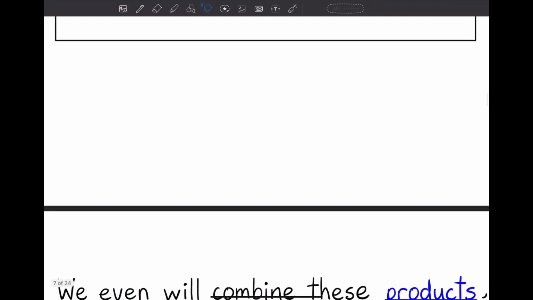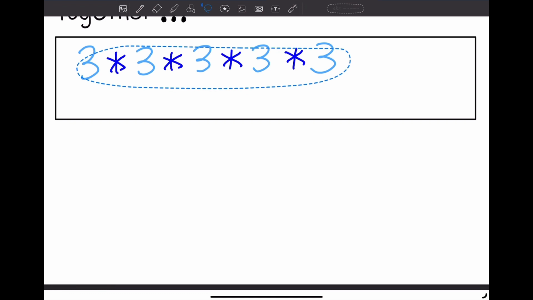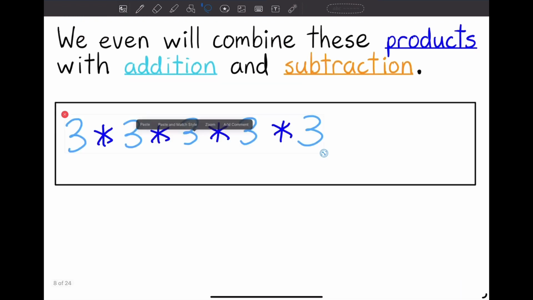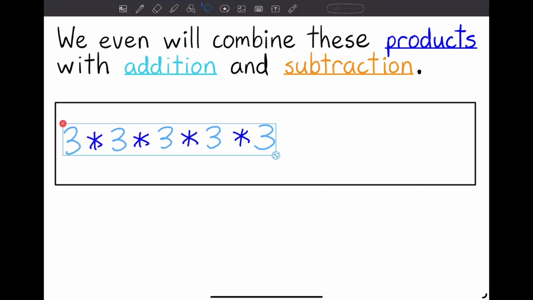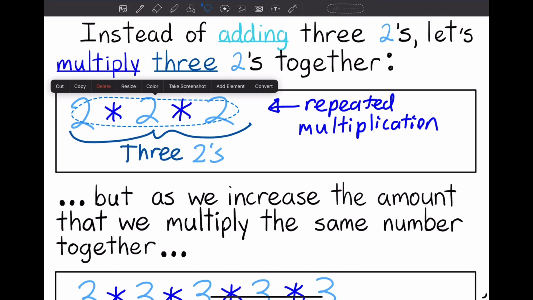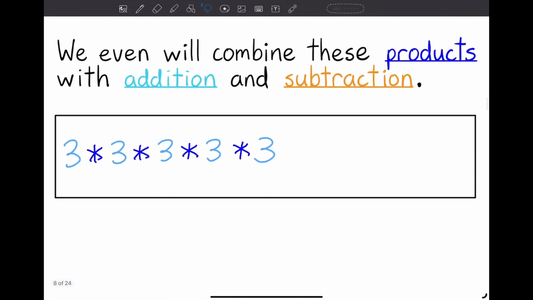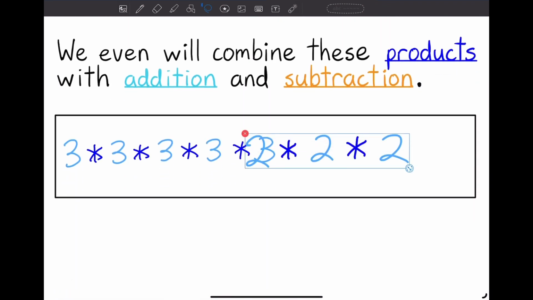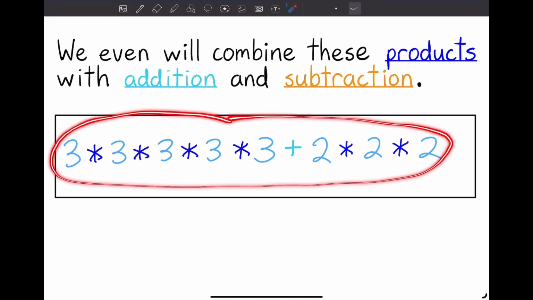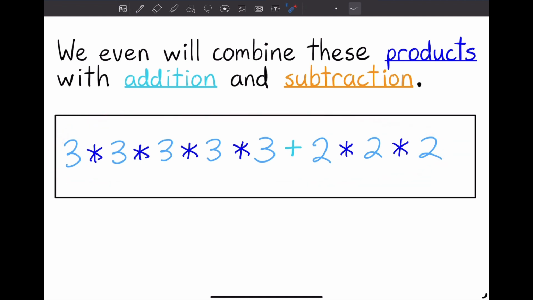So for example, let's take the 5 3's we multiplied together. I'll copy that and let's paste. Let's shrink it a bit. And now let's take the 3 2's we multiplied earlier. So copy and then we paste. And let's say at the end we want to add the results. So something like this. Not only is this very long to write down, it can even be confusing to read.